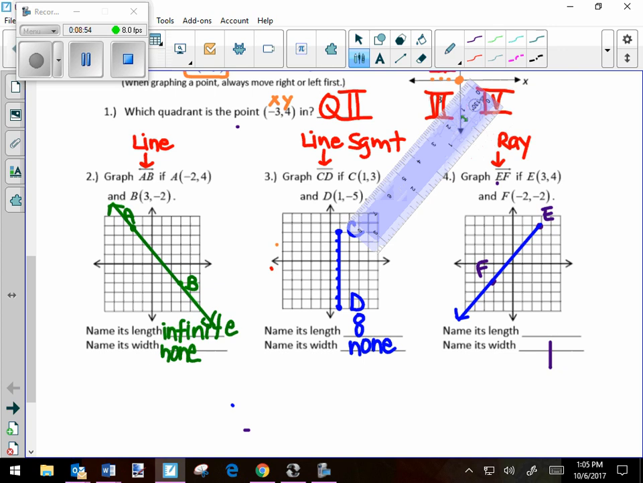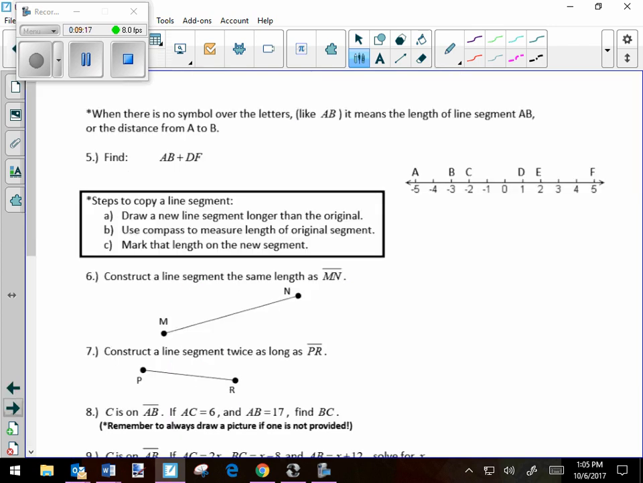Its length is infinite also, because it goes forever through point F, continuing forever. And as far as its width is concerned, there is none. It's made up of a set of points all lined up next to each other. They have no width, therefore your ray has no width. Kind of a little different concept for you to understand.